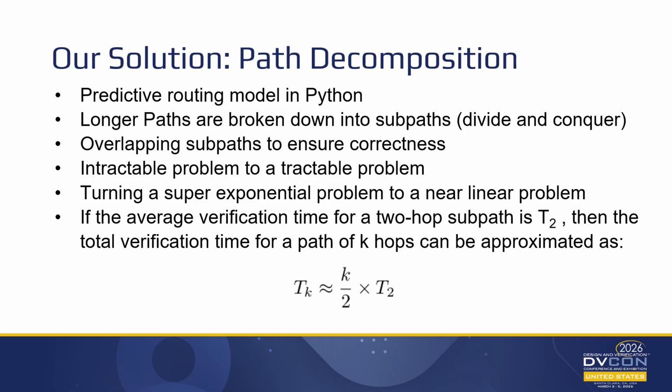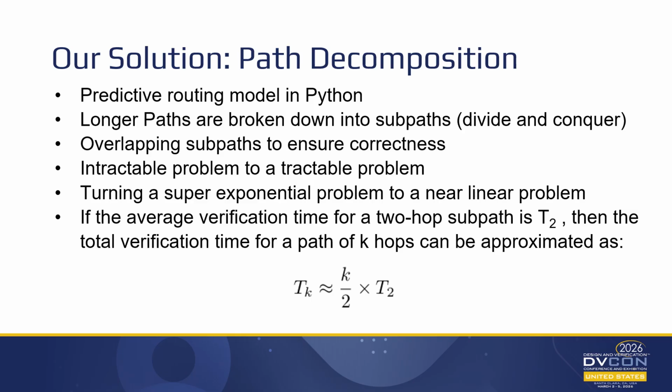We have to ensure the individual proofs still represent a valid total path. To guarantee correctness, we implement overlapping subpaths by ensuring that the tail of one subpath perfectly matches the head of the next one. We maintain the chain of trust across the entire route without the exponential overhead. You can see the mathematical impact of this shift in our approximation formula.